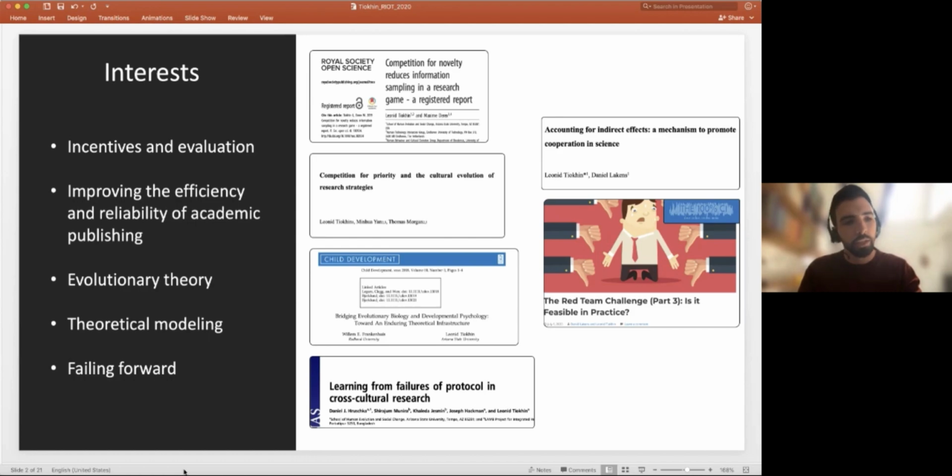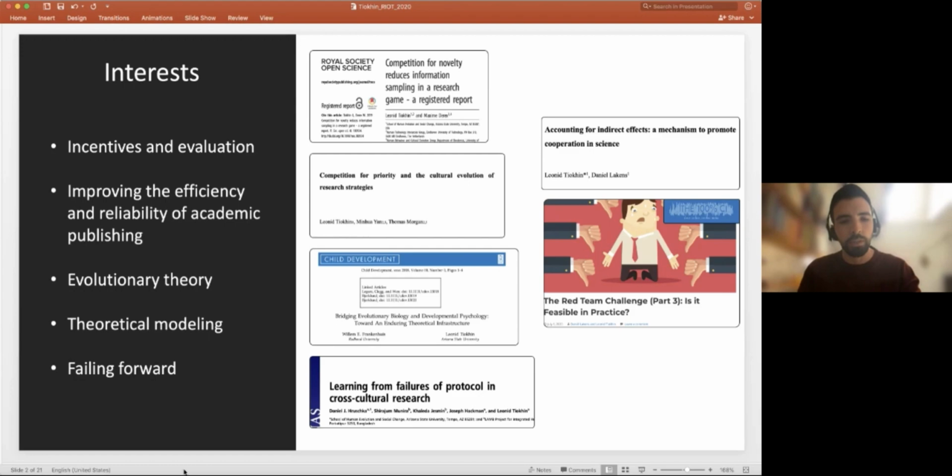And my background is actually in evolutionary anthropology. And so I'm quite interested in using evolutionary theory to provide insights into many different things, including potentially science. And most of my work now has to do especially with theoretical modeling. I've done some field work back in the day when I was an anthropologist and lived in Indonesia and Armenia and all sorts of stuff. That doesn't really have anything to do with this.